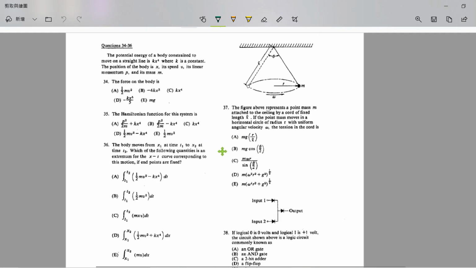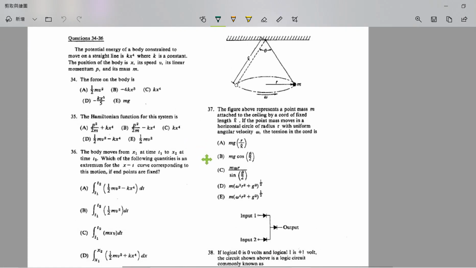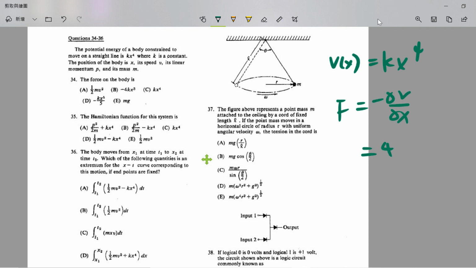So, keep solving our physics GRE. Okay, so 34, basically the potential energy. So you have some potential, and it asks you about the force. Okay, and you have some parameters like position, speed, linear momentum, and its mass. So force is just the derivative of the potential. Okay, so the answer is B.